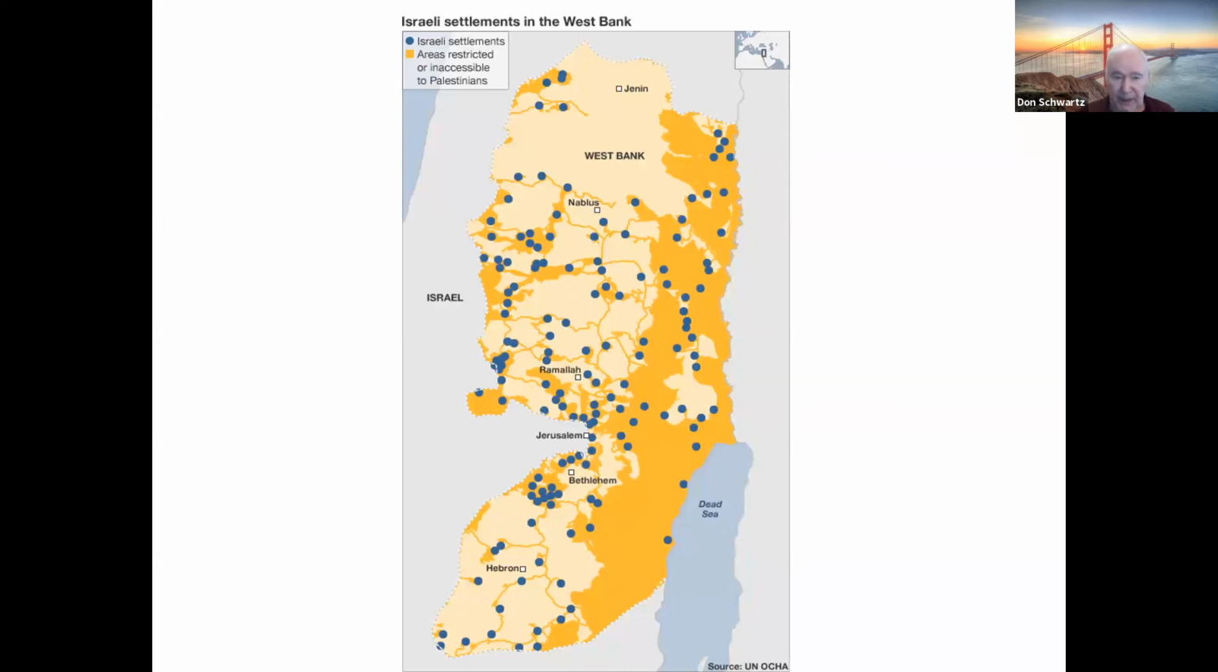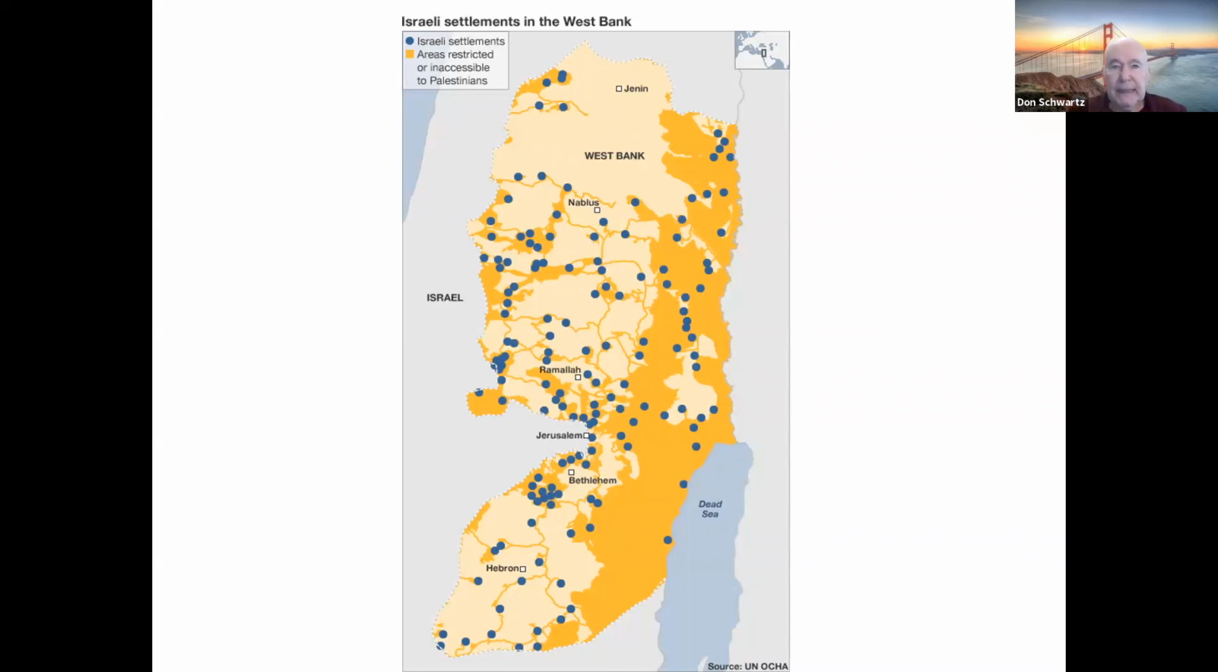So here is a map of the West Bank, and those blue dots represent Israeli settlements or Jewish settlements. And these settlements split Israel's labor movement from the Zionist movement. The labor movement opposed Jewish settlements in the West Bank, whereas Zionists endorsed it. And all of that complicated any possible future peace between Israelis and Palestinians.